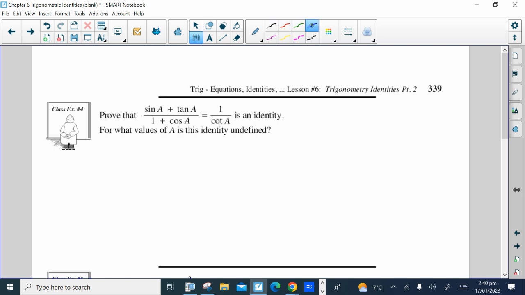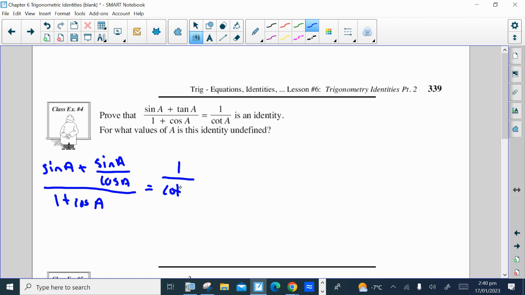So the left side is sine A plus tan A, which is sine A over cos A. And that's all divided by 1 plus cosine A. And that should equal 1 over cotan A, which is tangent A. 1 over cotan, that's another way of saying the reciprocal of cotan. The reciprocal of cotan is tan. So that's what the right side is.